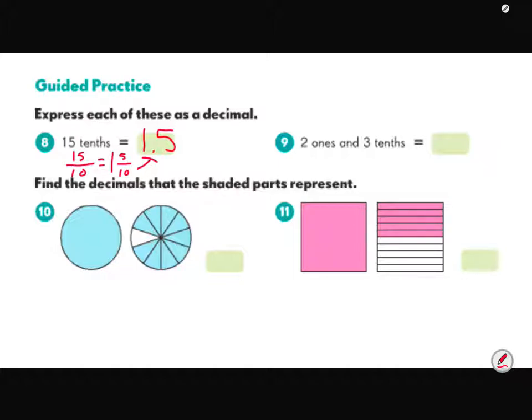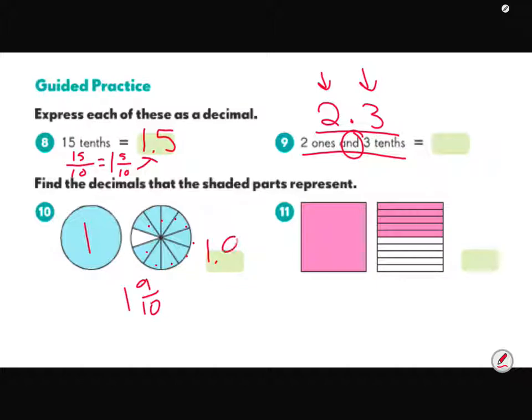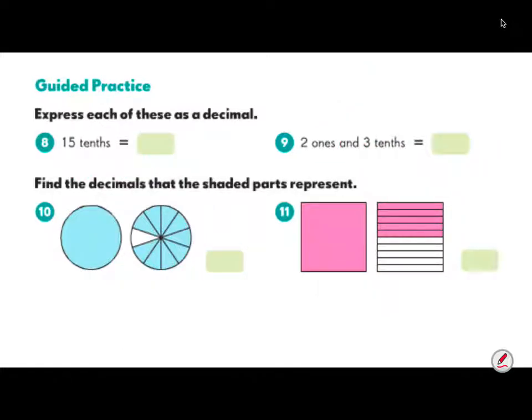This one reads 2 1s and 3/10. Well, the and is definitely the decimal point. So I have 2 1s, that's my ones place, and I have 3/10, that's my tenths place. Again, this one I could write, this is one whole, and I have 1, 2, 3, 4, 5, 6, 7, 8, 9 out of 10. So this way 1 and 9/10. And the last one I have one whole colored in, and I have 1, 2, 3, 4, 5, so 1 and 5/10 colored in.